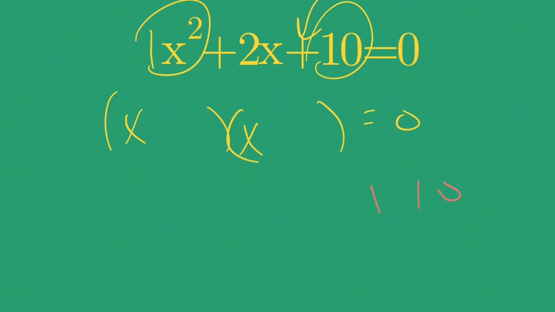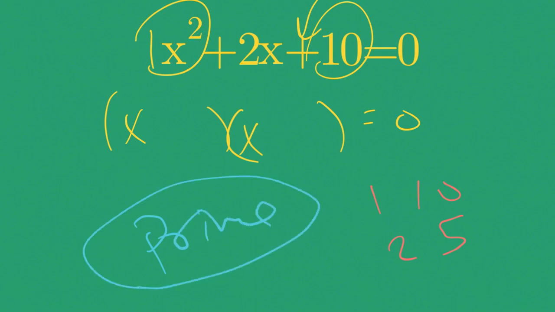We've got 1 and 10 and 2 and 5. Do 1 and 10 add to 2? Nope. Do 2 and 5 add to 2? No. Guys, this particular trinomial is unfactorable. You are not able to factor this. In the past, do you remember if something wasn't factorable, what did we call it? Well done. We call it prime.